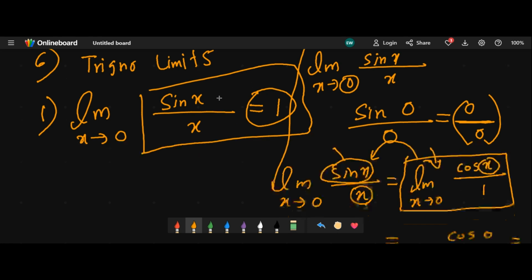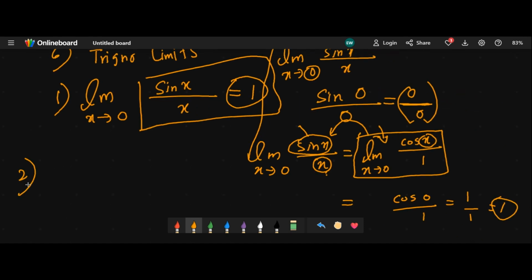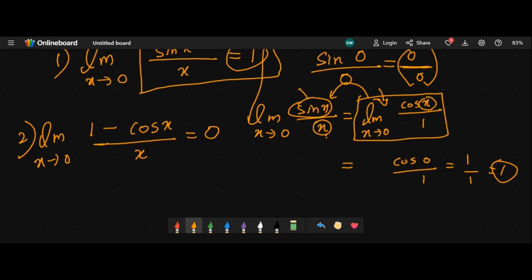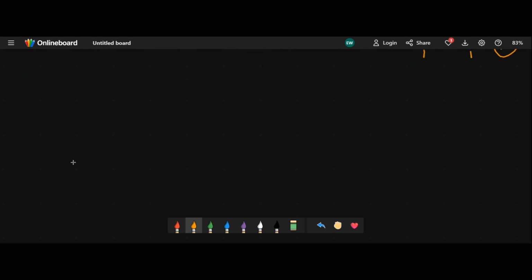Right. There is another rule. The second rule: limit x approaches 0 of 1 minus cos x divided by x is equal to 0. The answer for this is 0. Same thing, using the L'Hopital rule you can prove this. You differentiate and substitute 0, and the answer will be 0. These are the two rules.